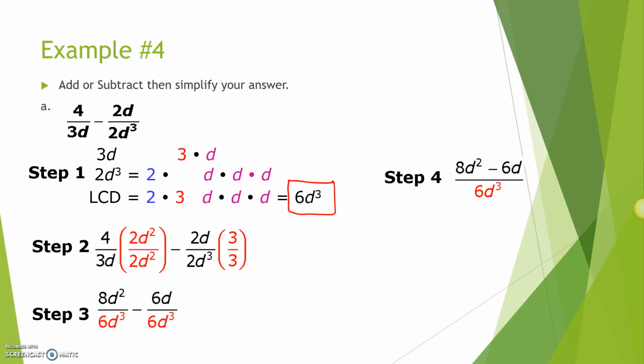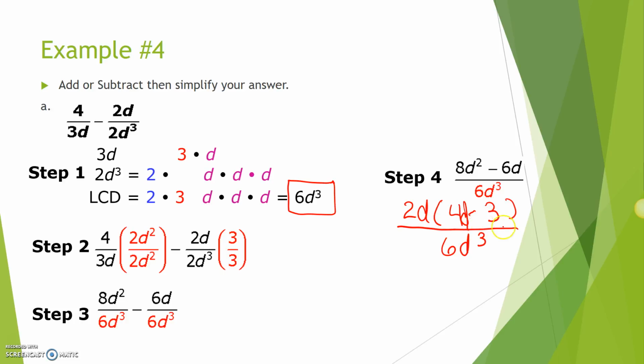And then what we're going to do is look and see if we can factor anything out and then divide common factors. So is there something in common we can factor out here with my numerator? We can factor out 2d. So then we're going to get, in parentheses, 4d minus 3 over my 6d to the third. And then we're going to determine if we can simplify this down from there.